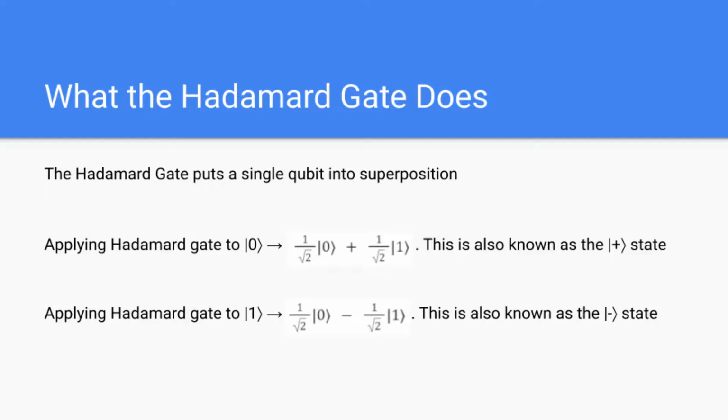These states are slightly different as we can represent them on the Bloch sphere. When the plus state is on the Bloch sphere, we can represent it as the furthest spot to the right on the sphere, while the minus state is the furthest spot to the left on the sphere.